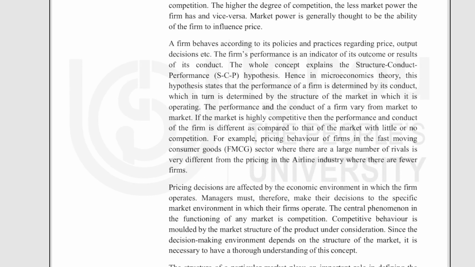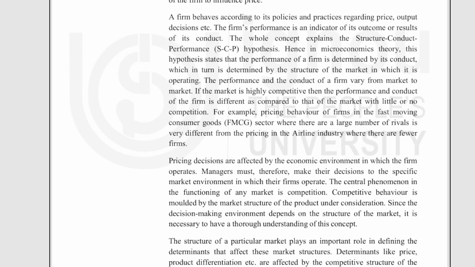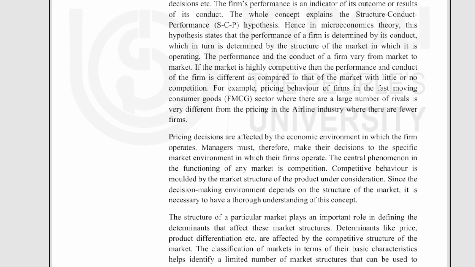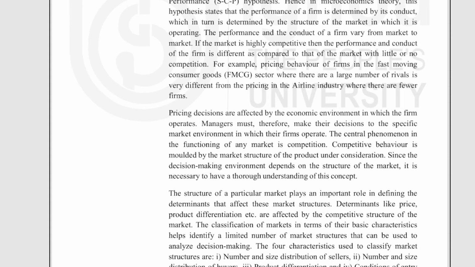Market power is generally thought to be the ability of the firm to influence price. A firm behaves according to its policies and practices regarding price, output decision, etc. The firm's performance is an indicator of the outcome or results of its conduct. The whole concept explains the structure-conduct-performance, that is the SCP hypothesis. Hence, in microeconomic theory, this hypothesis states that the performance of a firm is determined by its conduct, which in turn is determined by the structure of the market in which it is operating.